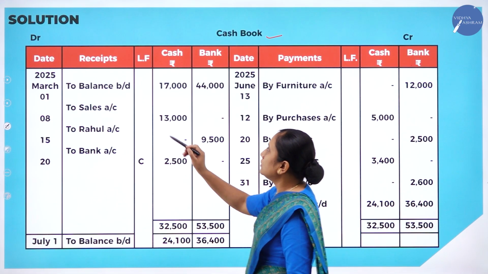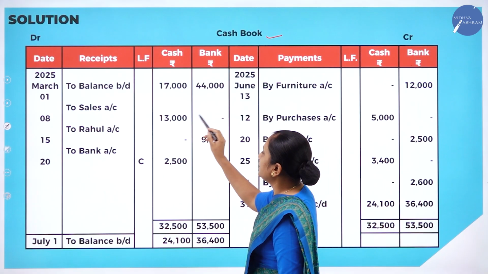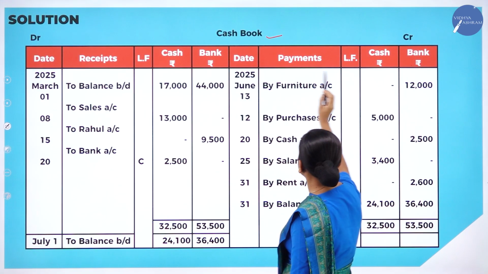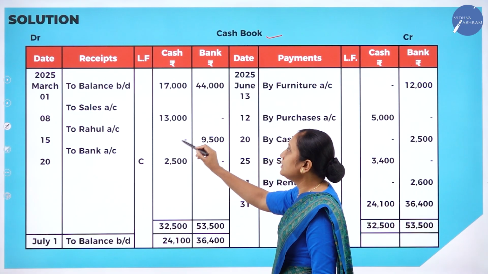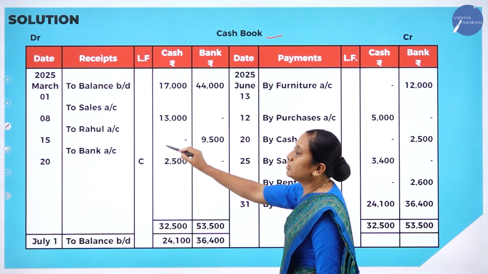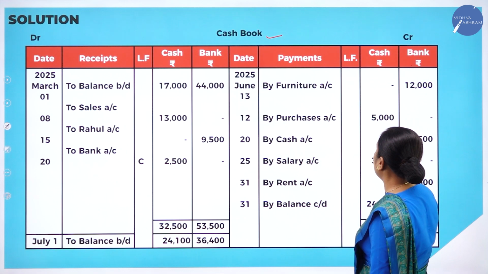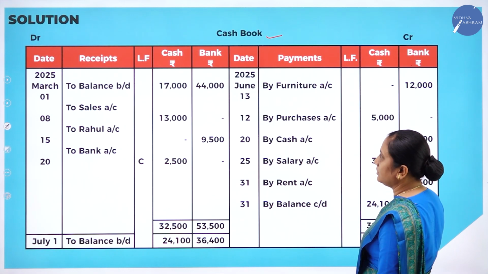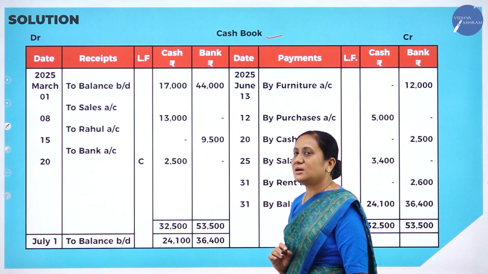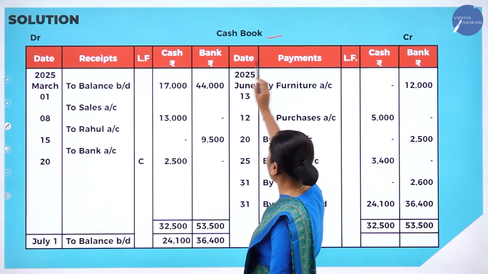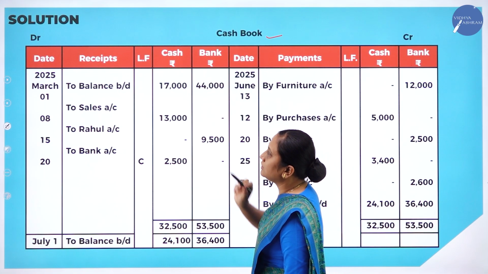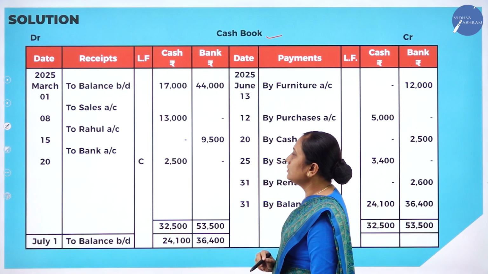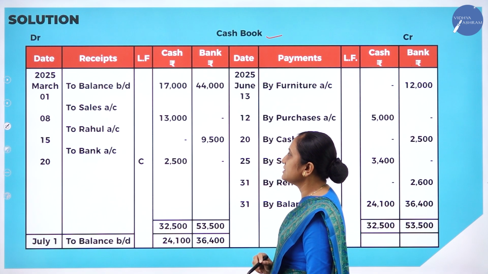So two columns will be there, both on the debit side as well as on the credit side. Two columns means one is cash column and the other one is bank column on the debit side, and credit side also has cash column and bank column. That is why it is called a double column cash book. This is the format. We have to prepare the columns like this, and later we have to record all the transactions.